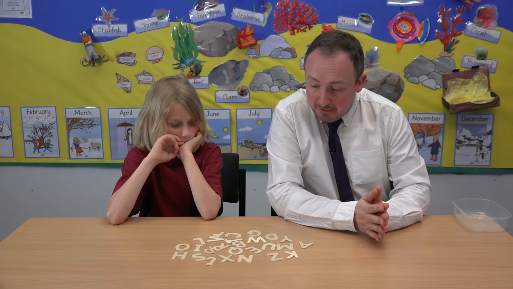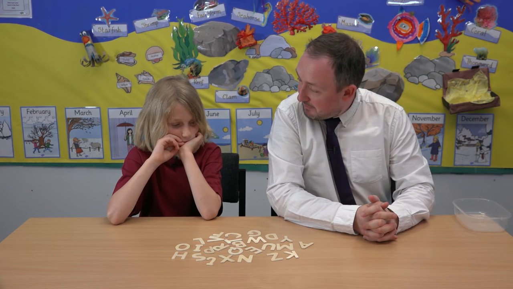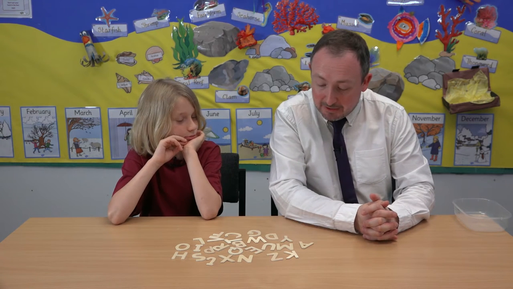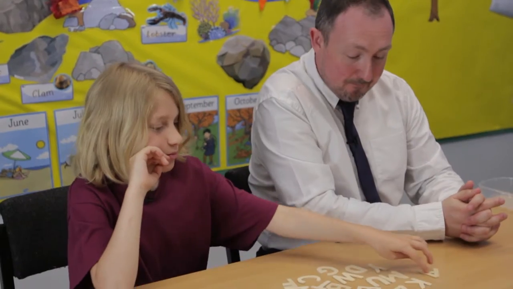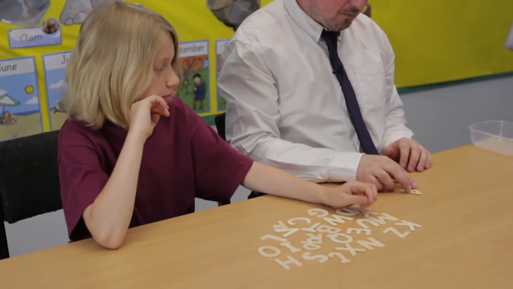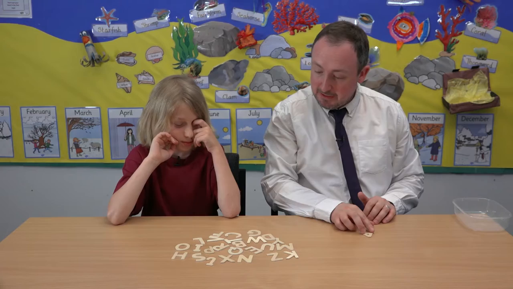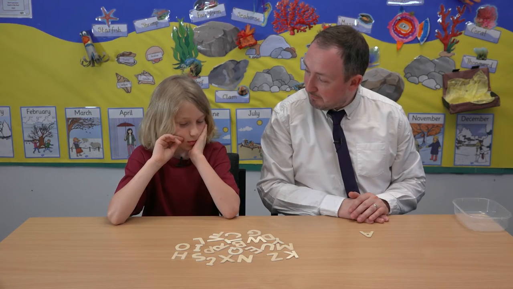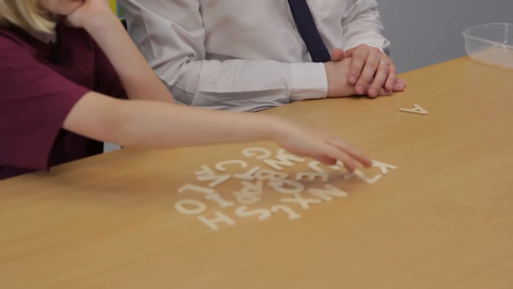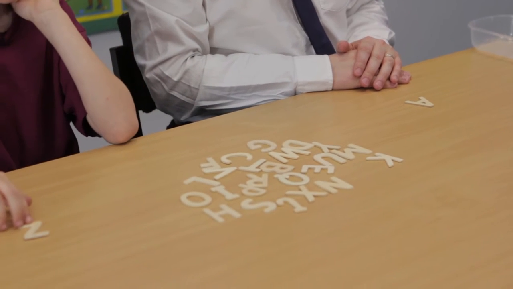Okay. Can you remember, first of all, what the first letter of the alphabet is? A. A. And can you find it on the table there for me, buddy? Fantastic. Okay, so we'll put A there at the start. Can you remember what the last letter of the alphabet was? Z. Z. Okay, and we'll put that over there.